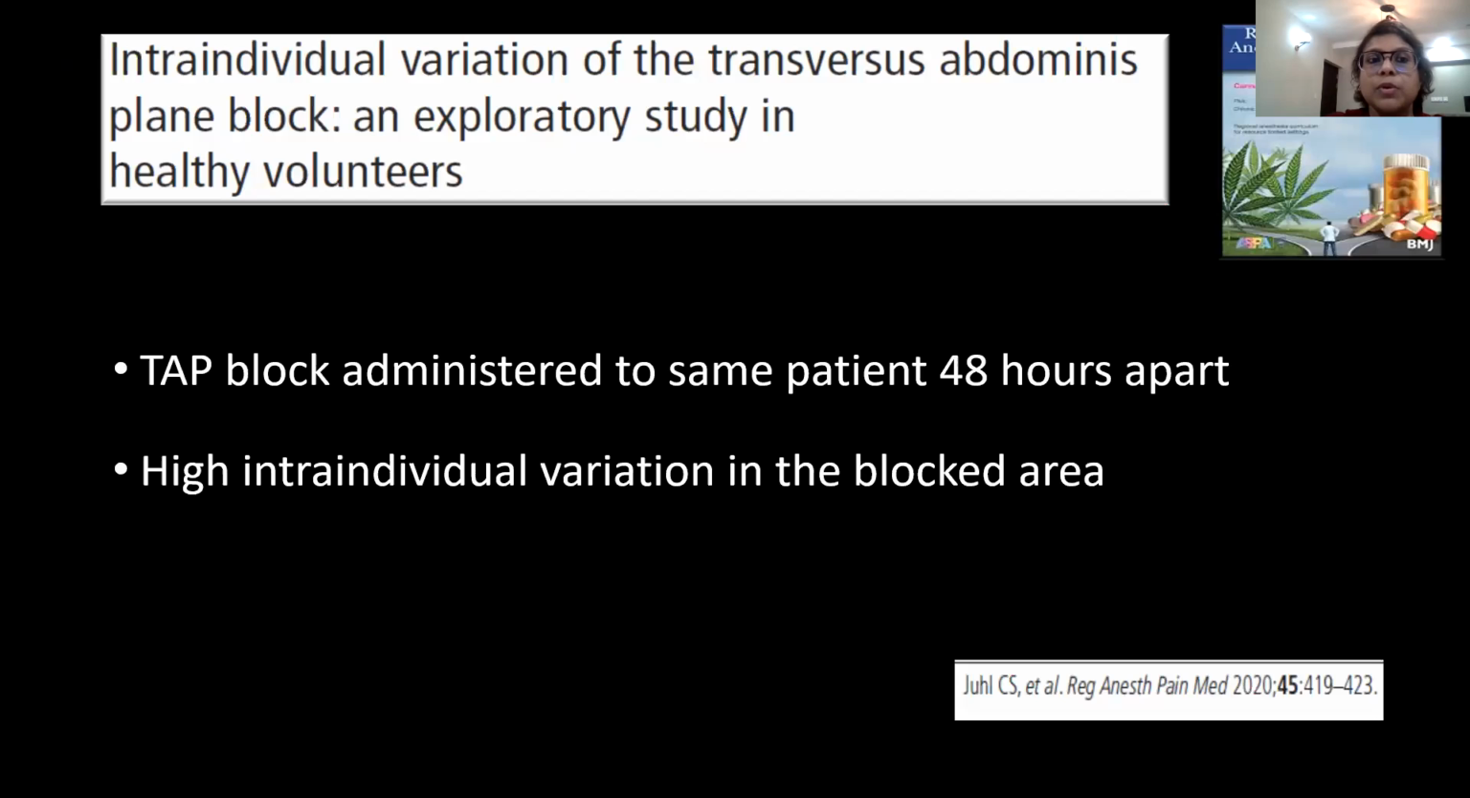So this study explored the intra-individual variation of the TAB block. What they did was they administered TAB block in the same patient by the same practitioner 48 hours apart. And they looked into the sensory blockade. And they found high intra-individual variation in the blocked area.